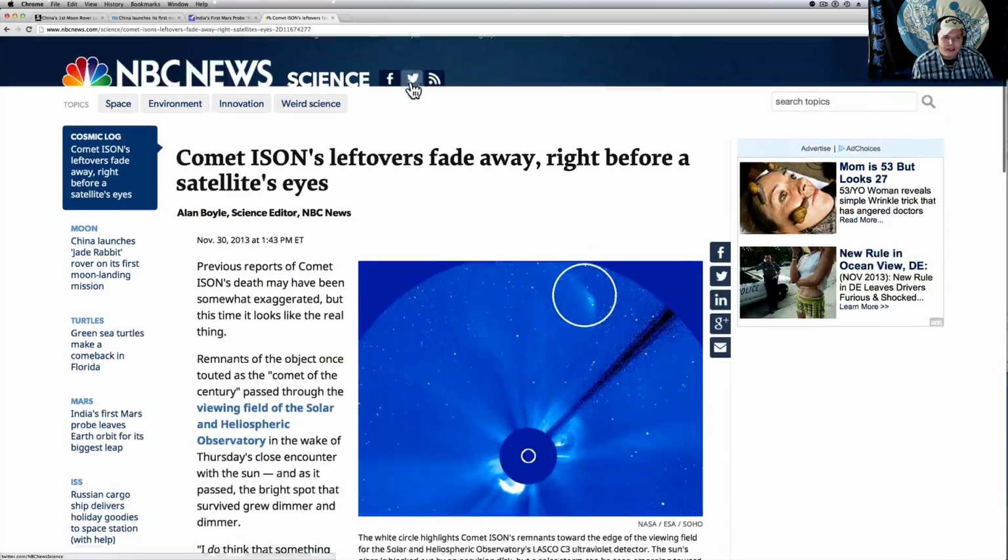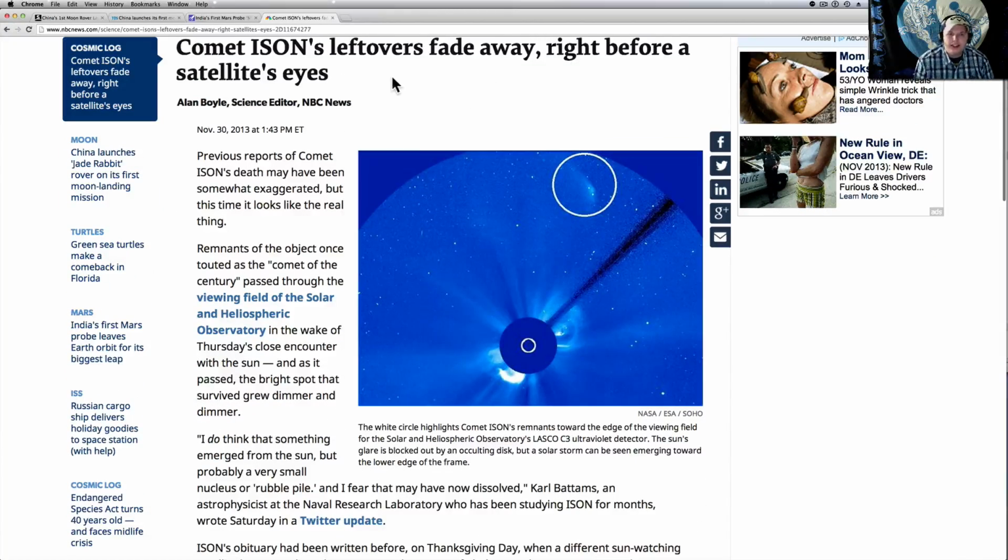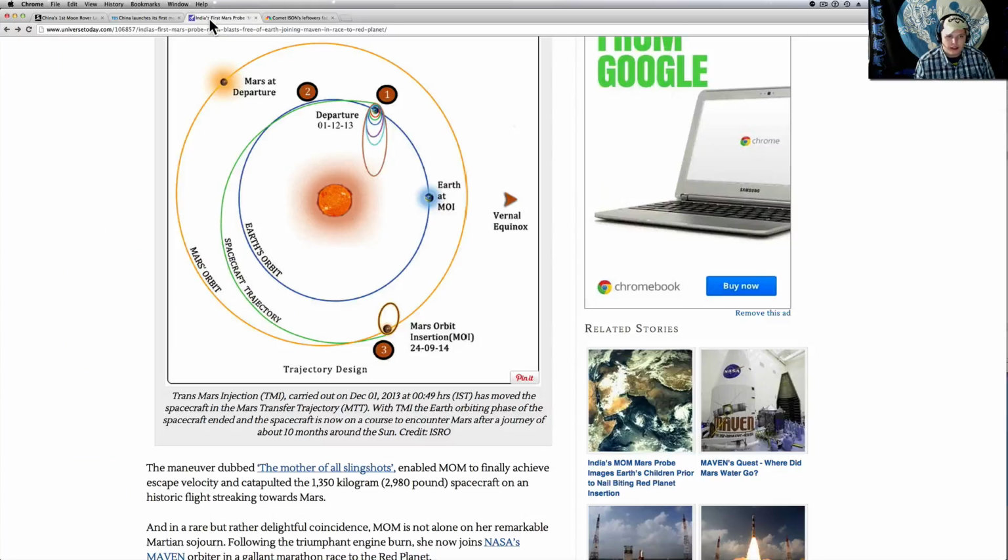Even though NBC News and everybody else are finally saying Comet ISON leftover fades away right before the satellite's eyes. Basically, I went over this in my last video. If you look at my last video that talked about Comet ISON, this will probably be my last Comet ISON video unless something amazing happens. But don't be down, because there are two things going on that I think deserve a lot more coverage. And right now, first, congratulations to India.